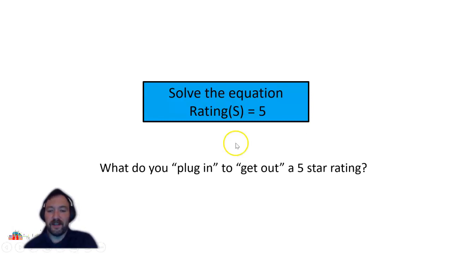Just a quick note here, an equation may have many solutions. So in this last one, rating of S equals 5, there might be a lot of shows which I rate 5 stars. I showed 2 of them before. I have no idea how many shows I've seen that I would also rate 5 stars.